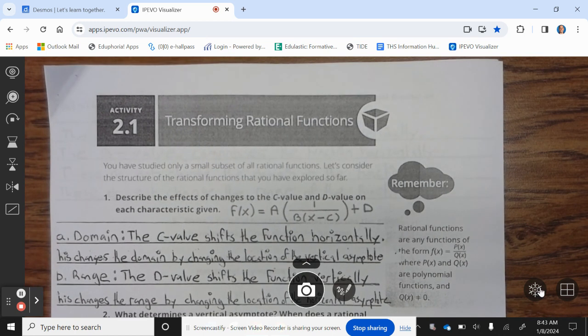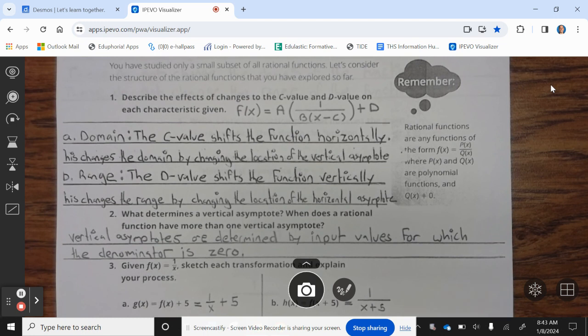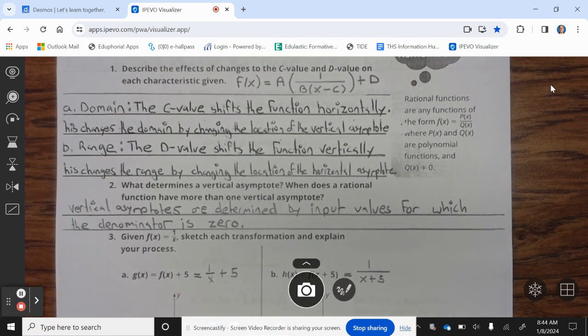Activity 2.1. Transforming rational functions. You have studied only a small subset of rational functions. Let's consider the structure of the rational functions that you have explored so far. 1. Describe the effects of changes to the c value and d value on each characteristic given f of x equals a times 1 divided by b times x minus c, plus d.